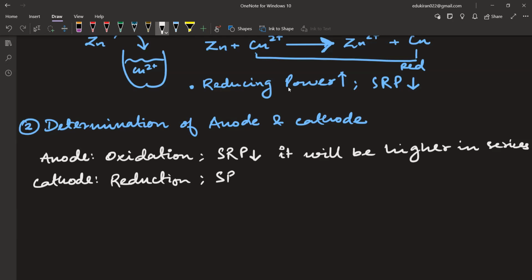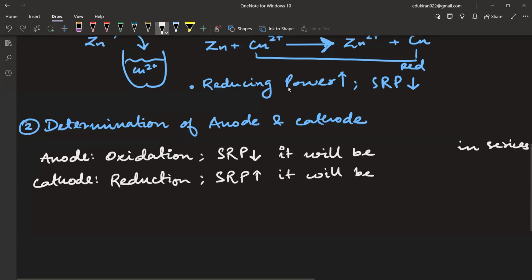And for reduction, the standard reduction potential should be high, so it will be up in the series. And for the other, it will be down in the series. Higher and lower, there is confusion about the values also. Okay.